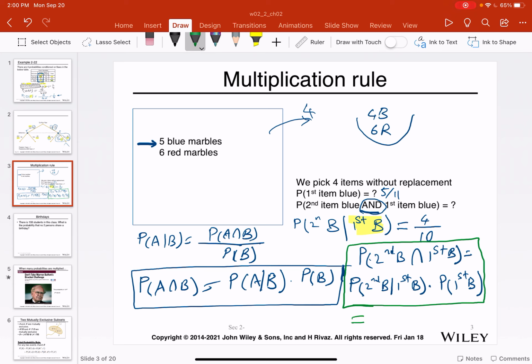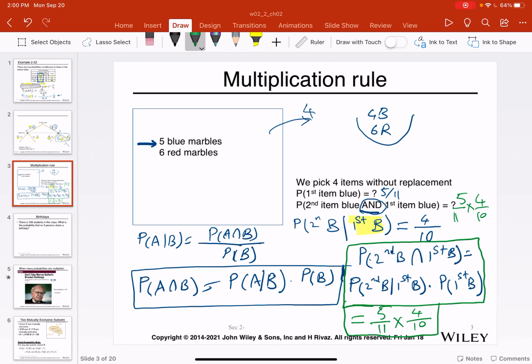So that is going to be equal to 5 divided by 11 times 4 divided by 10. So that's the answer. The answer to the second line that I didn't answer is going to be 5 divided by 11 times 4 divided by 10. Any questions?